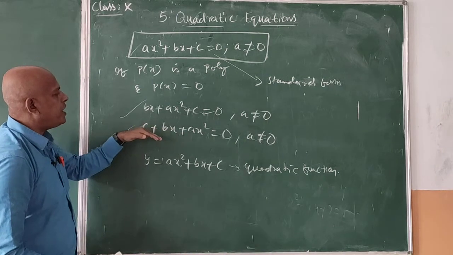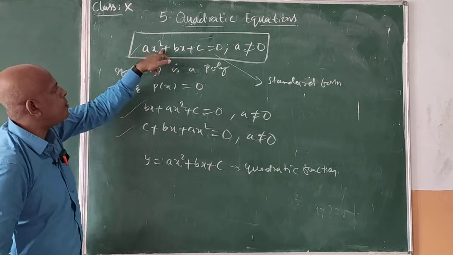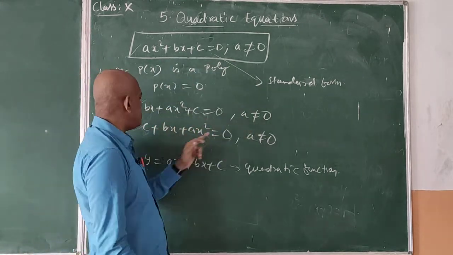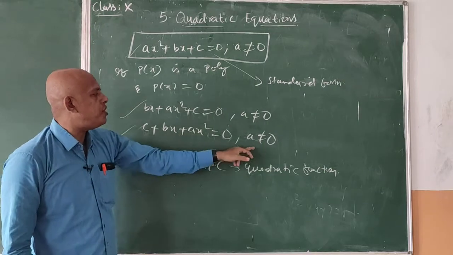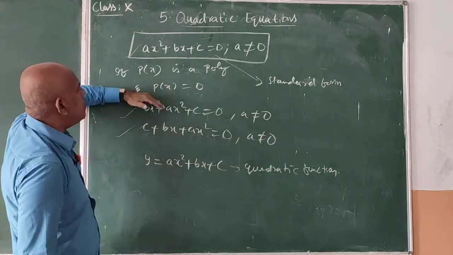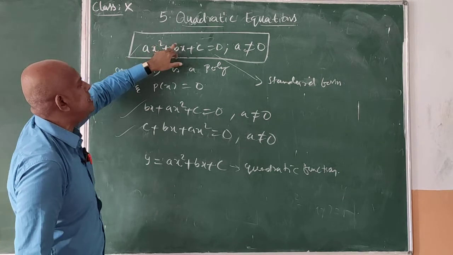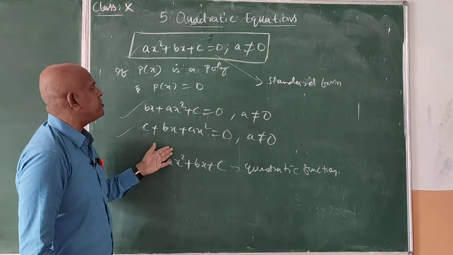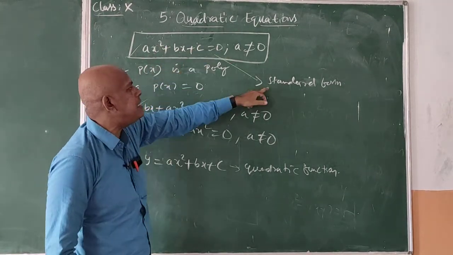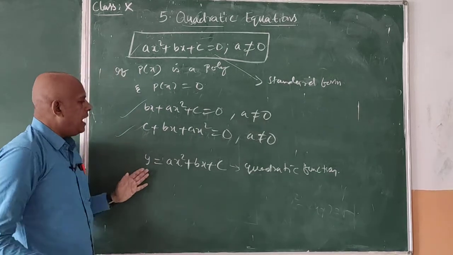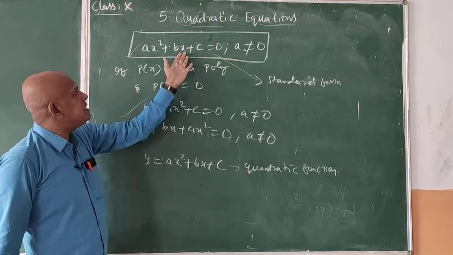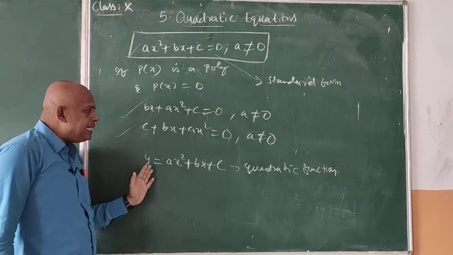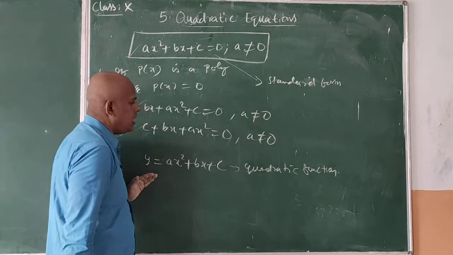So the general form of quadratic equation: ax square plus bx plus c is equal to 0, a not equal to 0; bx plus ax square plus c is equal to 0; c plus bx plus ax square is equal to 0. All these 1, 2, 3 are quadratic equations, but when the order of the degree is in descending order, then it is the standard form of quadratic equation. And instead of is equal to 0, if we consider ax square plus bx plus c is equal to y, then it is called a quadratic function.